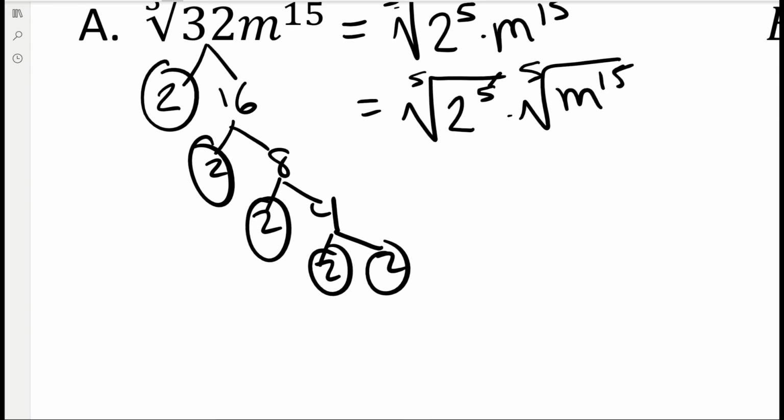And then now these two cancel out, leaving you with 2. Notice that you can always cancel it out as long as you got a number here, but if that's a variable, then you're going to have to use the rule that we talked about earlier.